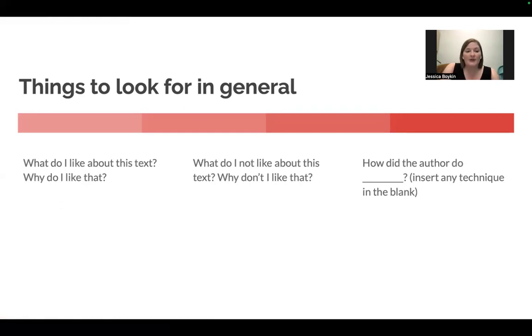Other things to think about are what do I like and not like? But more than that, take it one step further and think, why? Why don't I like that? And why do I like that? Those are going to help you think about what do I want to do when I'm writing my own story?